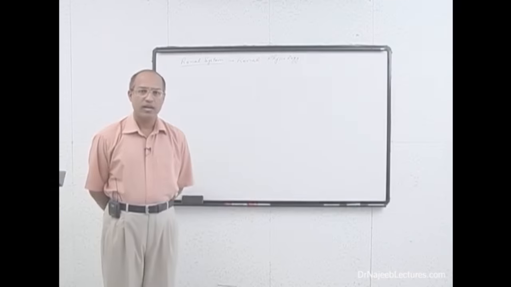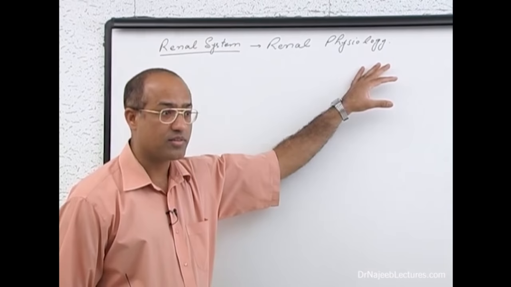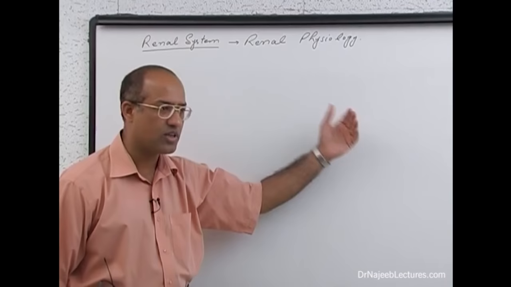Today we are starting with the renal system, right? First we'll start with the renal physiology, and once we have a good understanding of the renal physiology, we'll build over that the disturbance of renal function. That is renal pathology. Renal physiology means how the renal system functions normally. And when the renal system is disturbed in its function and structure, we say there is renal pathology. And after that, we'll go to the renal pharmacology.